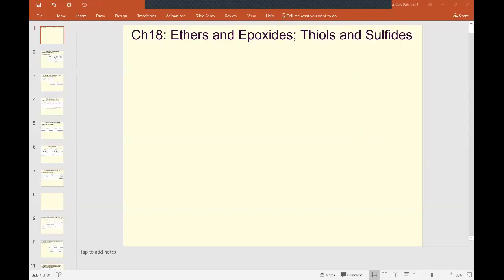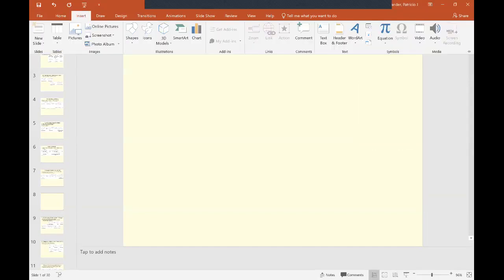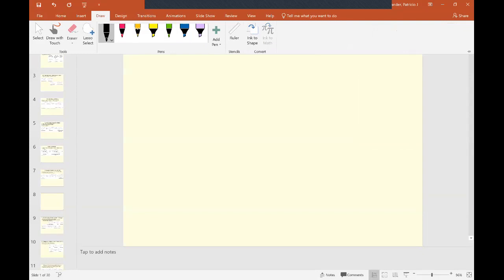Well, even though chapter 18 is not going to be included in the final exam, I wanted to give you a sort of a superficial view of this, just in case in 228 you may need some of these concepts. So this chapter deals with ethers and epoxides. So let's have a look at this.